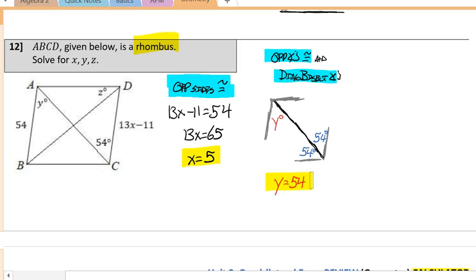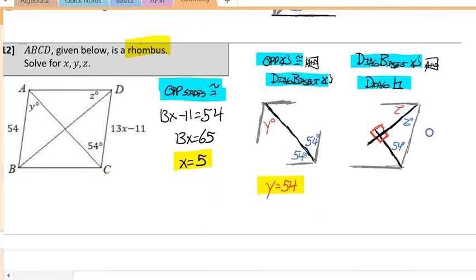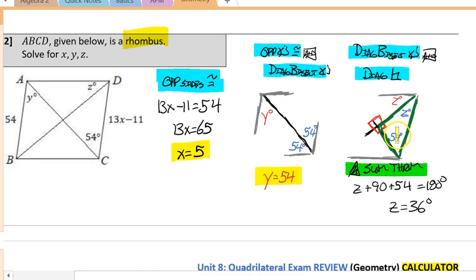Now, this same idea of diagonals bisecting is going to be helpful as we take a look at z, is that if this is z degrees, that means that this is also z degrees. And if we know that the diagonals are perpendicular, that means that all of these are right angles, which means that looking at very similar to what we had before, we have a triangle sum theorem happening in our triangle that I've outlined in green here. Z plus 90 plus 54 should equal 180, or that z is equal to 36 degrees.